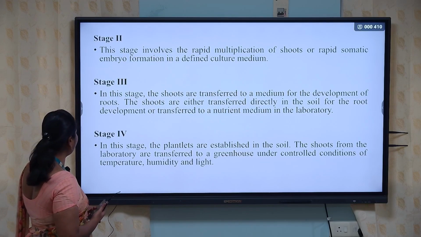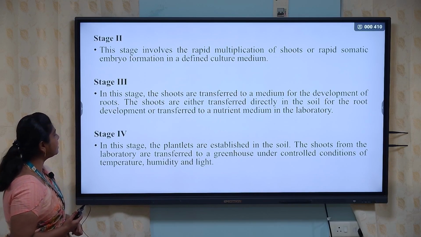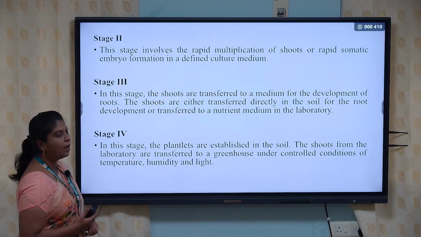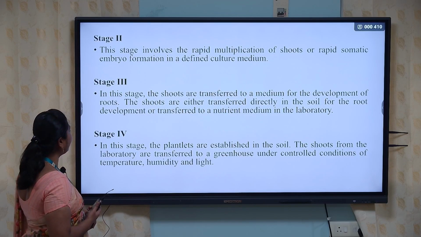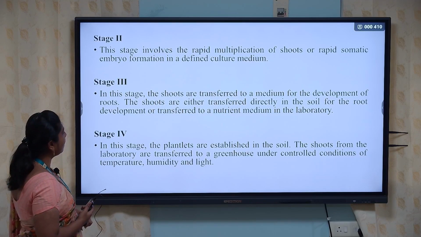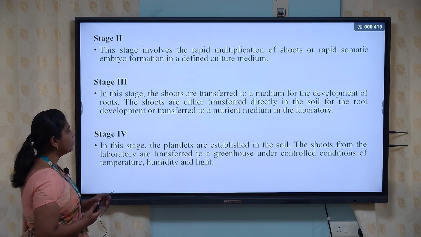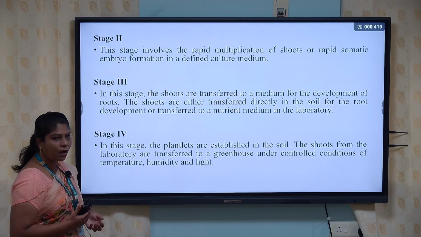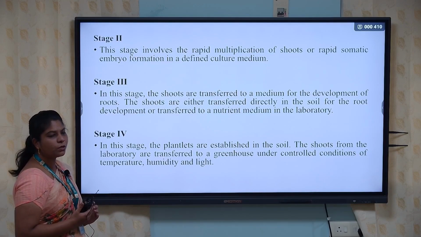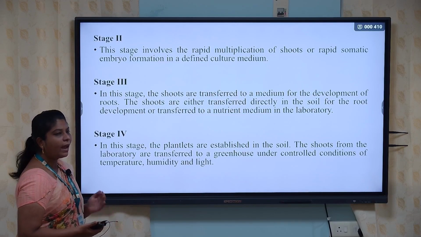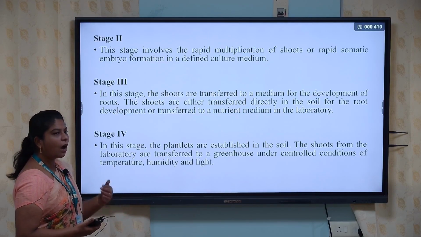And stage 4. In this stage the plantlets are established in the soil. The shoots from the laboratory are transferred to the greenhouse under controlled conditions of temperature, humidity and light. We have to transfer those plants into the greenhouse and then finally to the outer environment.